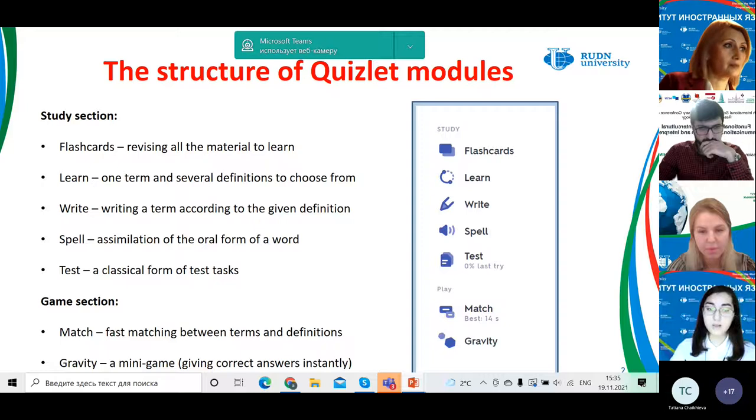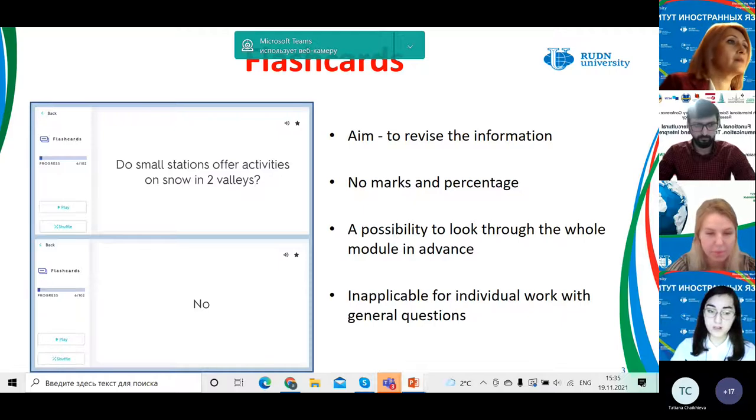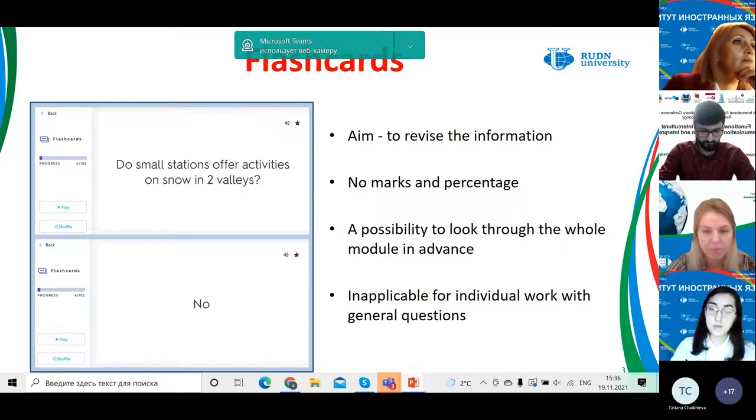As an example, I would like to show you some Quizlet regimes and give some comments about their efficiency. The first is flashcards. Flashcards is a regime which is supposed to help students get acquainted with the information they will work with in a Quizlet module. In this particular case, the flashcards option is inapplicable for knowledge assessment. However, it can help students to assimilate the vocabulary they have been studying and to learn the material better.